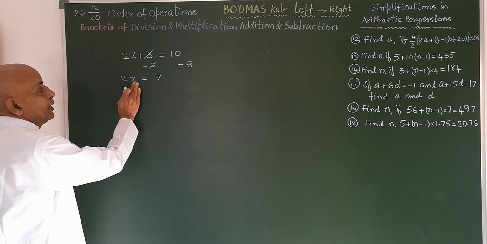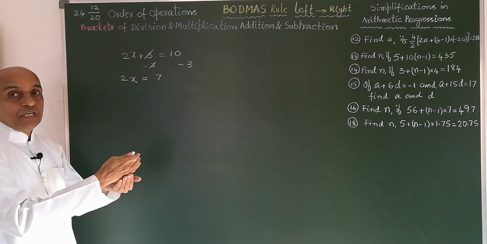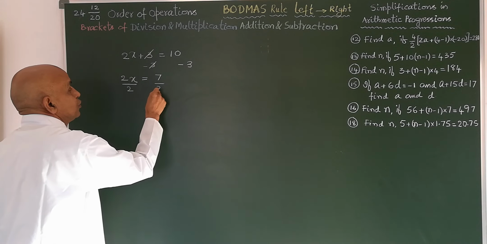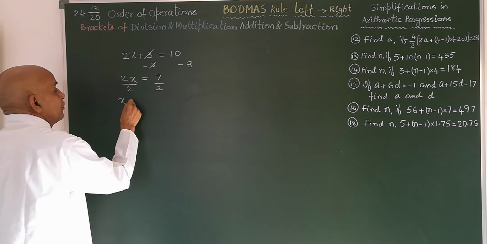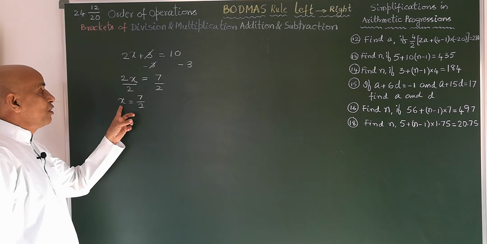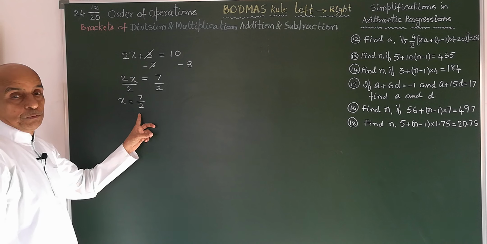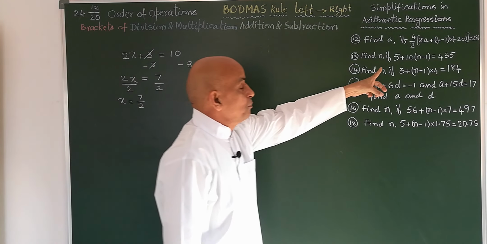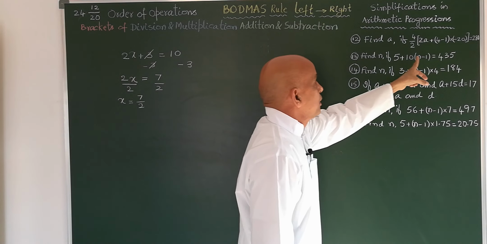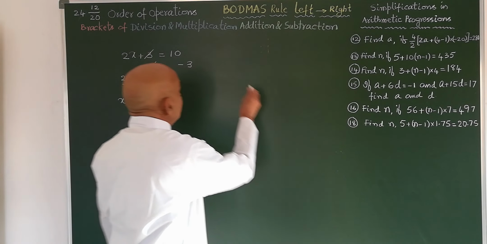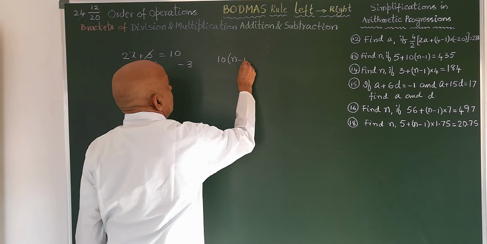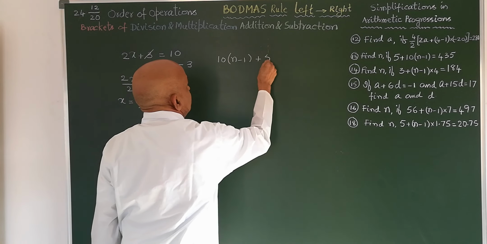So, 2 is multiplied by x. The reverse operation is division. So, you divide by 2 on both sides. Hence, the value of x becomes 7 by 2. So, the unknown value of x becomes 7 by 2. Let us pick up one simplification problem. Here n value we have to evaluate in this operation. For convenience, we will write this as 10 into n minus 1 plus 5.